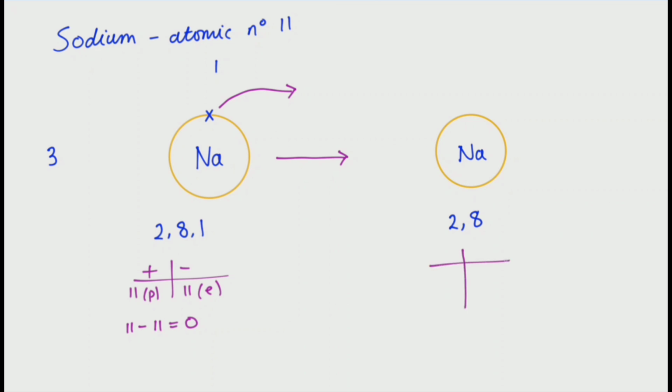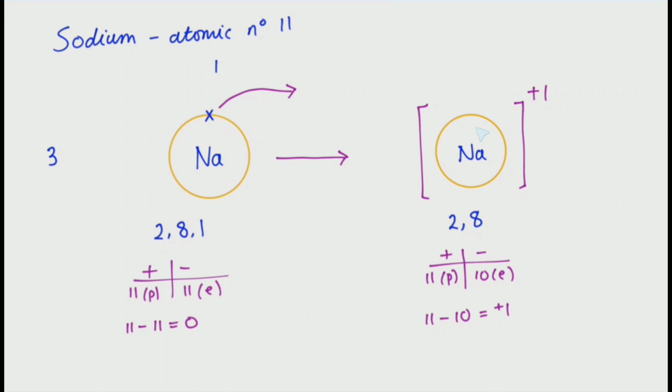is neutral. Now doing the same for this new particle here, we will still have 11 positive charges because we have not lost a proton, but this time we will have 10 negative charges. We lost an electron, and taking the negative away from the positive, 11 take away 10, we get a charge of +1. So this new particle is known as an ion because it's a charged particle, and it's got a charge of +1, which we write in the top right hand corner in square brackets.